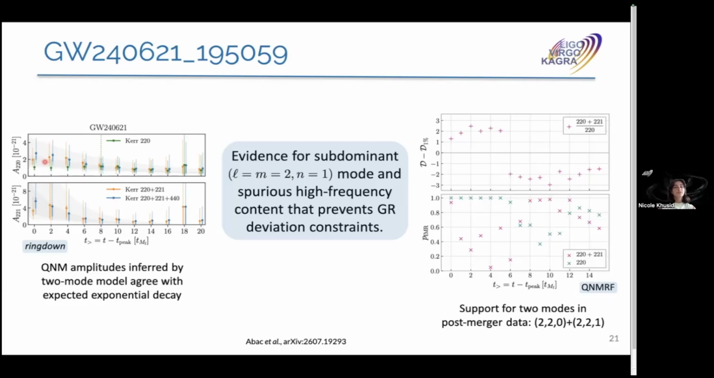Now, there is also some evidence for additional high-frequency content in the post-merger data for this event. And this could be consistent with non-Gaussian noise or an artifact of that sort. But because we can't unambiguously characterize that high frequency content, we then cannot use this event to constrain deviations from GR spectroscopically by applying deviations to the subdominant overtones, frequencies, and damping rates.